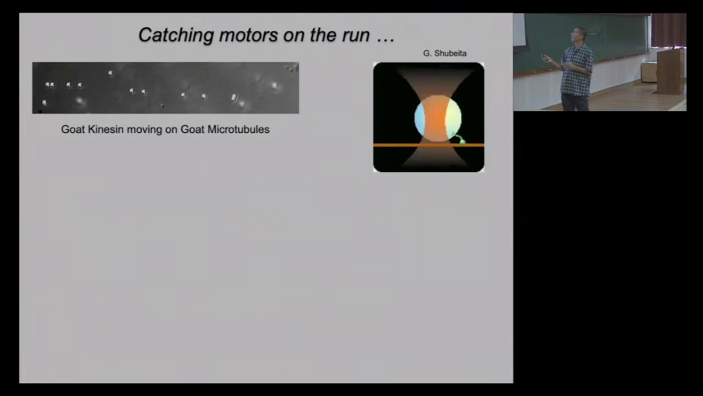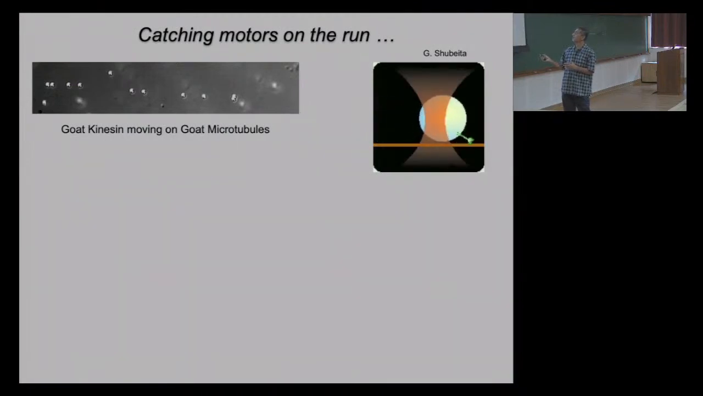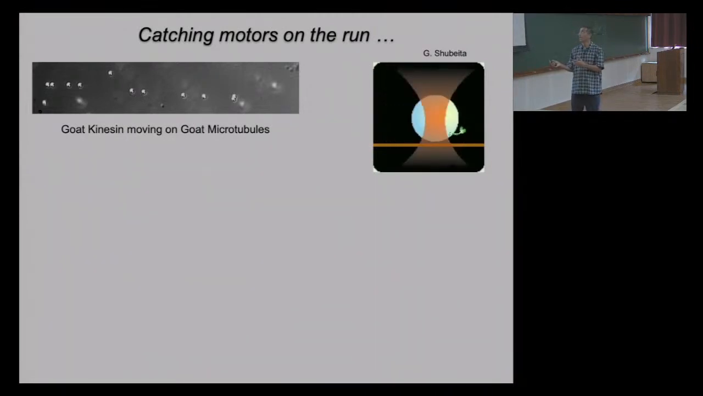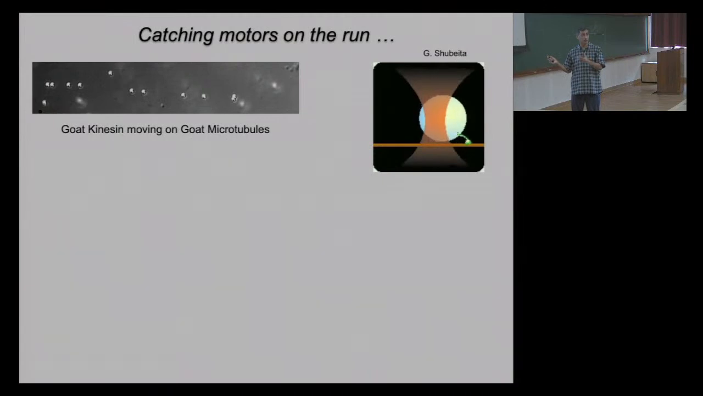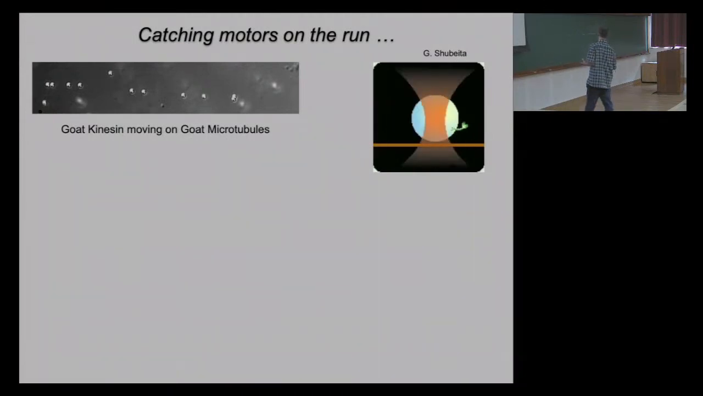And if I run this movie, which I can't right now, you will see that all of these are moving in one particular direction. That happens because we have also purified the kinesin motor from the same source, goat brain, and we have given a liberal dose of kinesin to these beads, and that results in the motion of these beads along these microtubules, which I cannot show you right now because the movie is not working.